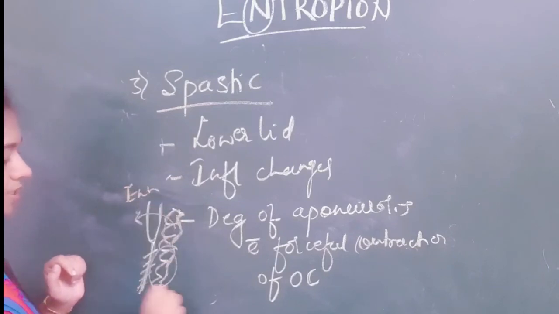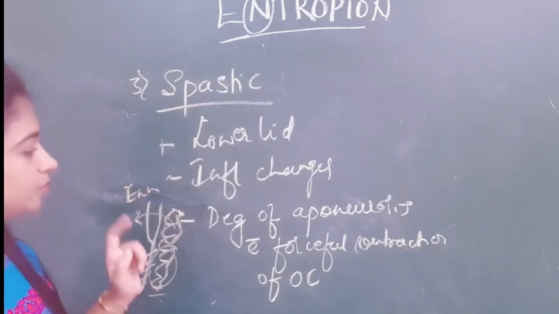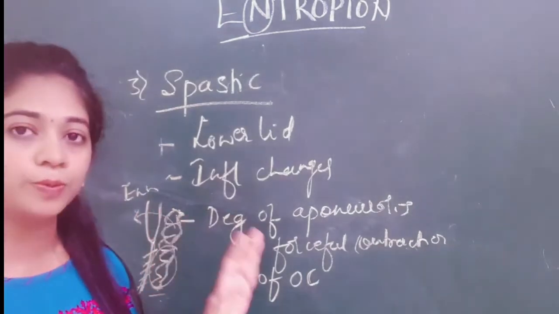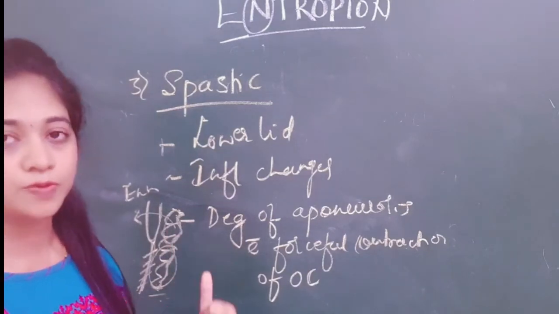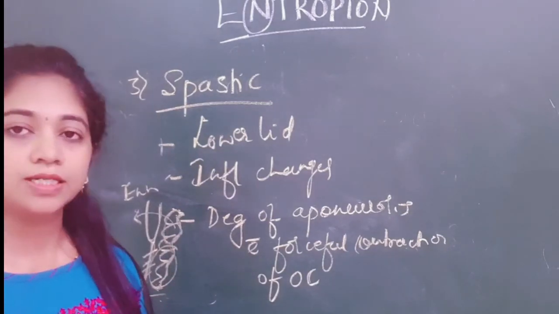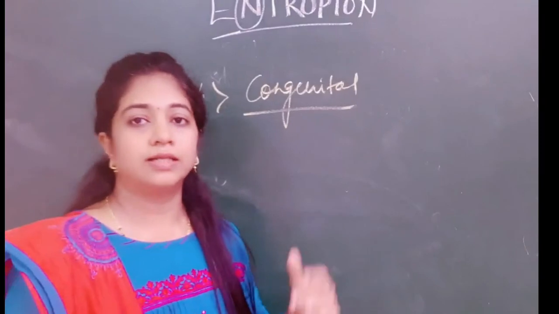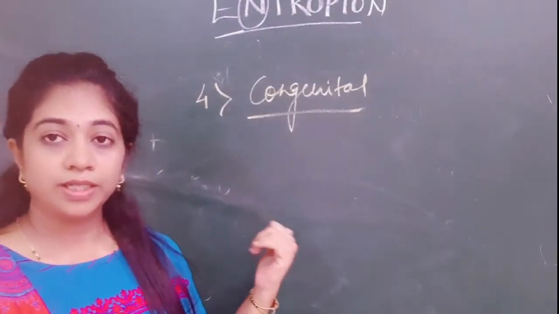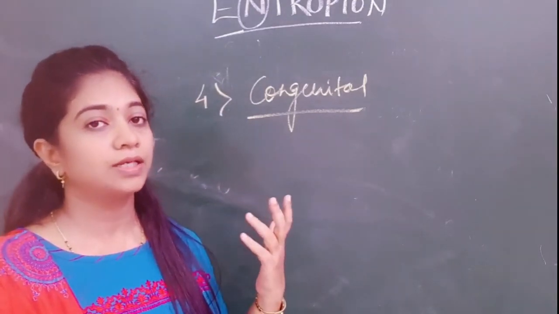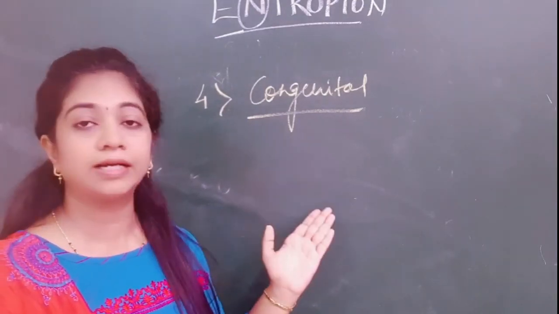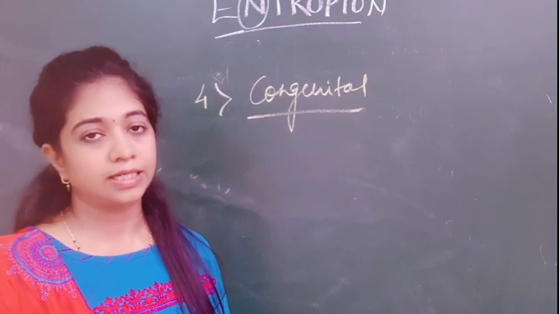Okay, so this is about the spastic entropion. It means there should be components of both degeneration of the aponeurosis as well as the forceful contraction of the orbicularis. So that leads to spastic entropion. And the last one is the congenital. Here there are congenital deformities of the tarsal plate itself, or there can be dysgenesis of the inferior lid retractors leading to congenital entropion.